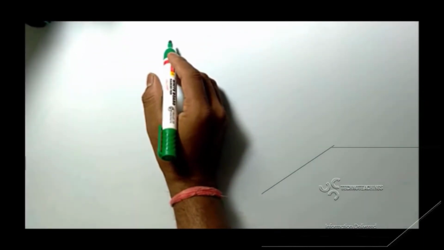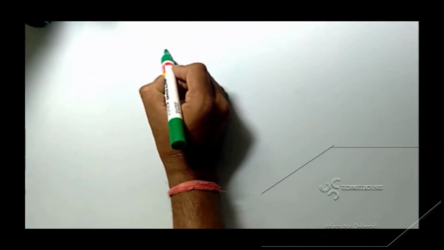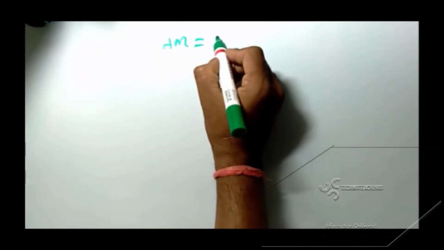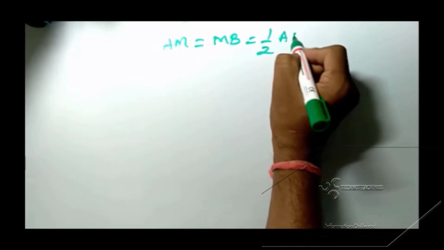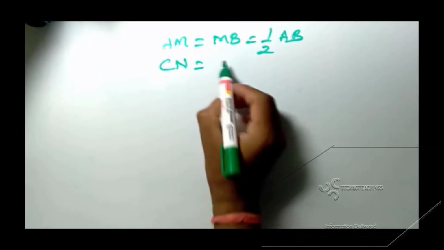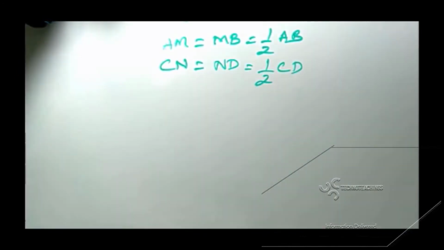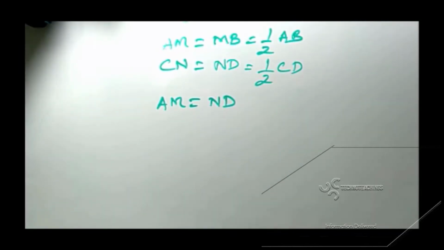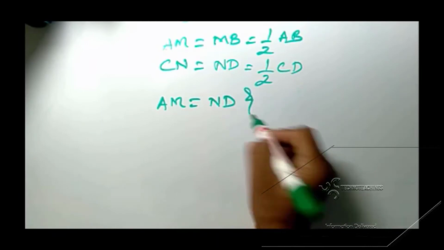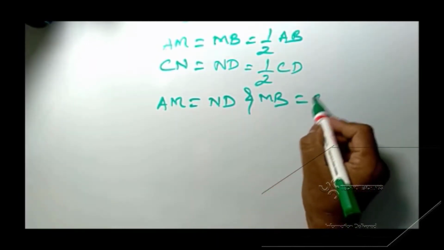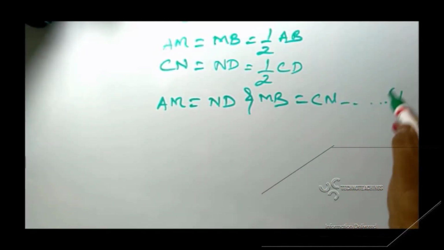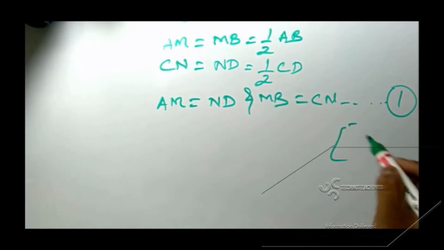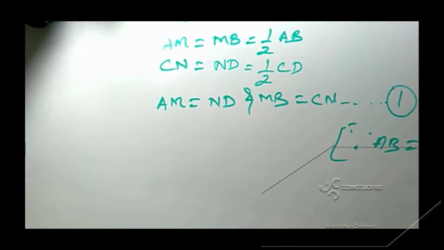Okay, so now what I got is, AM equals MB equals half of AB, and CN equals ND equals half of CD. With respect to this, I have AM equals ND and MB equals CN. This is reference number 1, because AB is equal to CD.